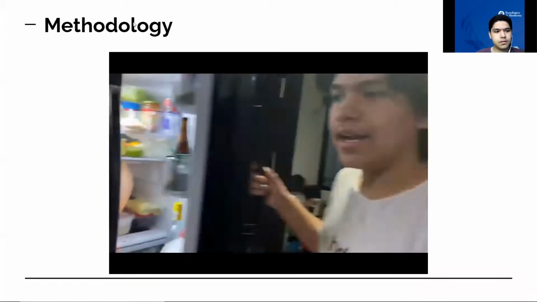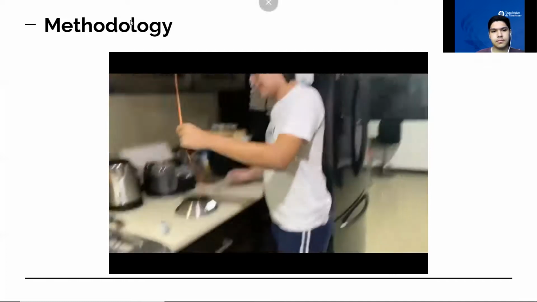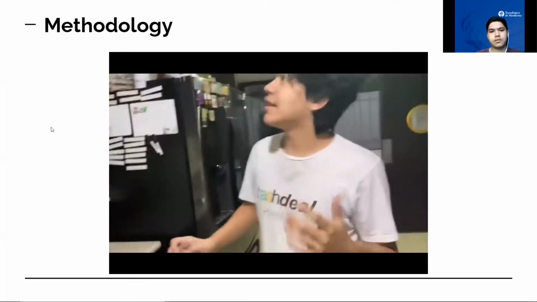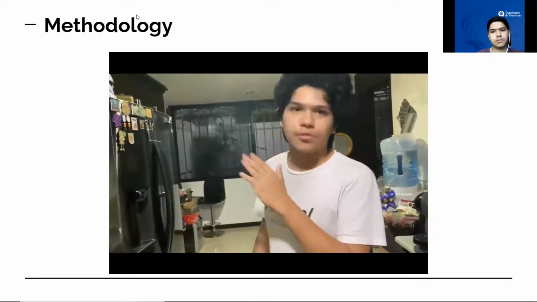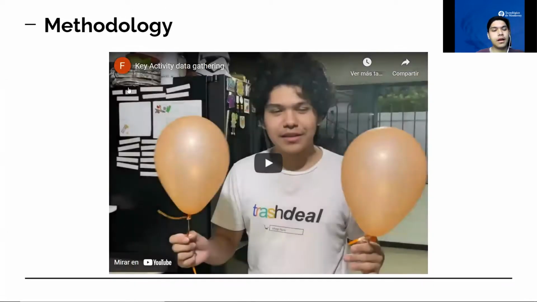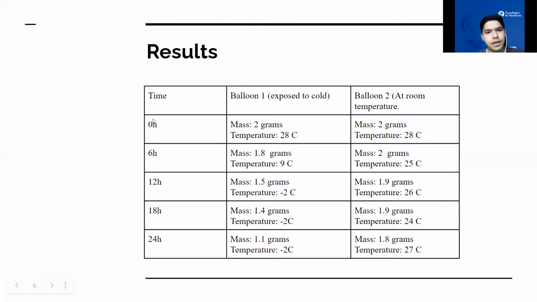And we'll check again so we can see if the buoyancy was changed. And this balloon will be left outside. And we'll measure the temperature again in a few hours so we can see what the difference is between the balloon that's cold and the balloon that's normal. That was the video of the data gathering process, and now we will move on to the results.